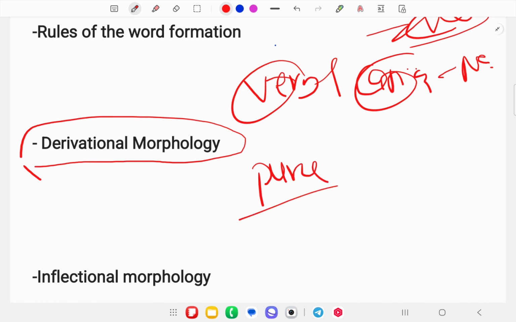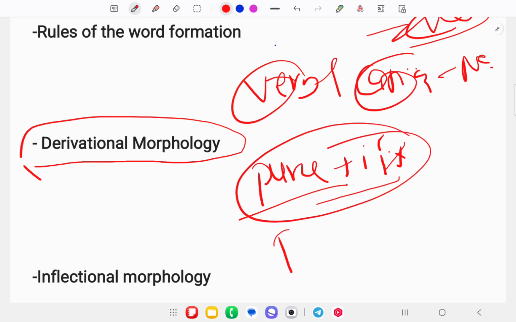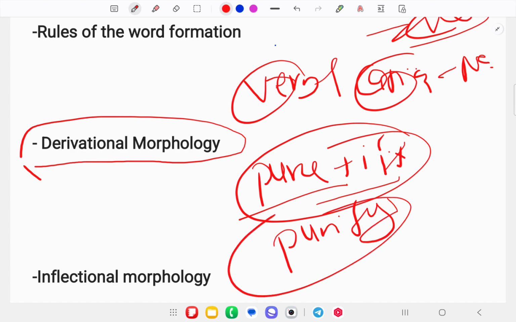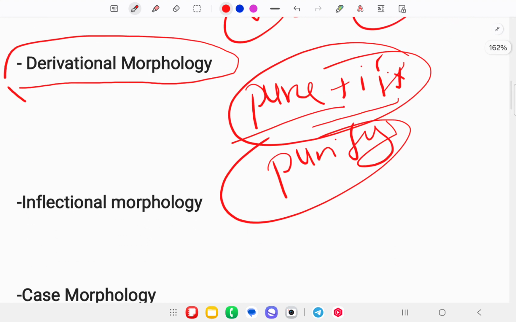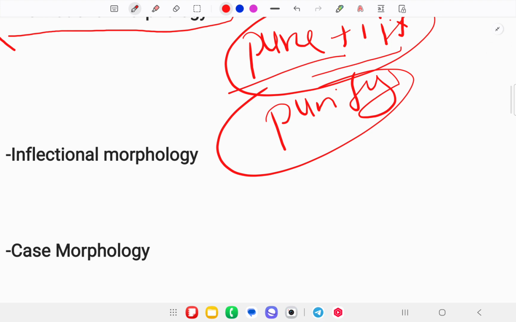pure. If we attach ify to pure, then this will be purify. Okay, purify. And if we attach ation, then this will be purification, which means the process of making it pure. Okay, so the form that results from the addition of a derivational morpheme is called the derived word. Next, we have the term inflectional morphology.